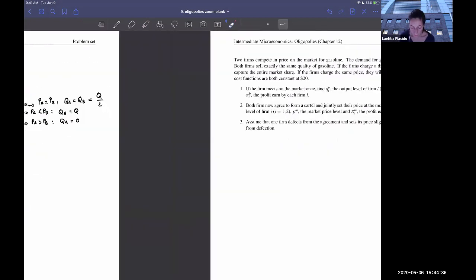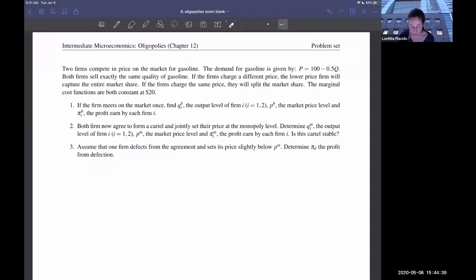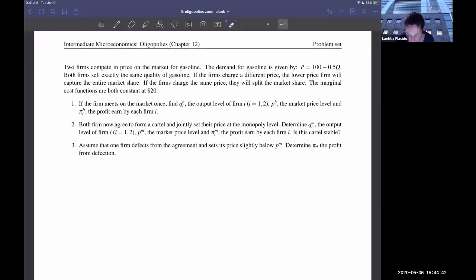Okay, so first let's solve the first question of that problem here. Here we have a Bertrand setting, we have the market demand, we have the regular hypothesis of the Bertrand game, and the marginal cost is constant for both firms and it's equal to 20. So the first question is, if the firms meet on the market once, what is QI, the individual quantity produced by any firm I, the market price, and the profit.